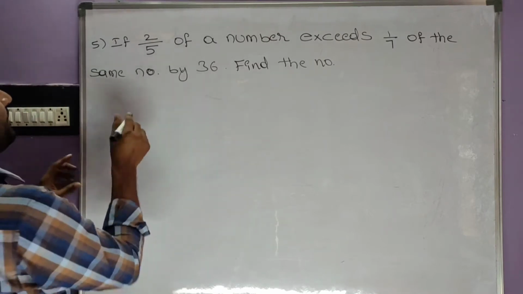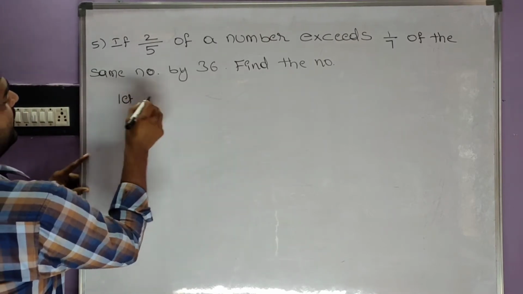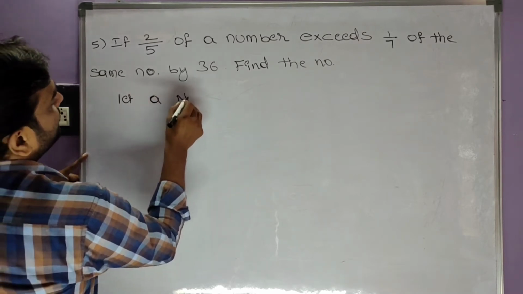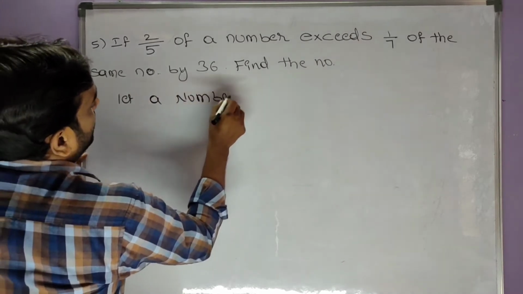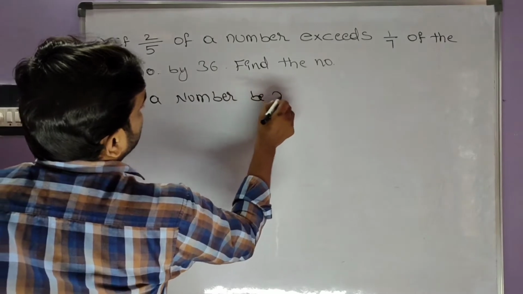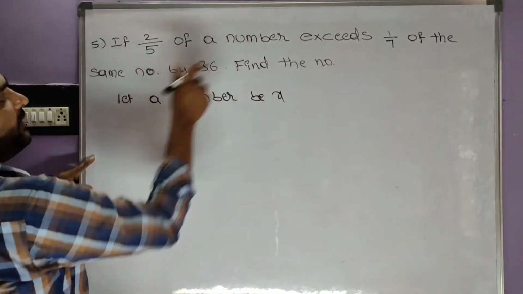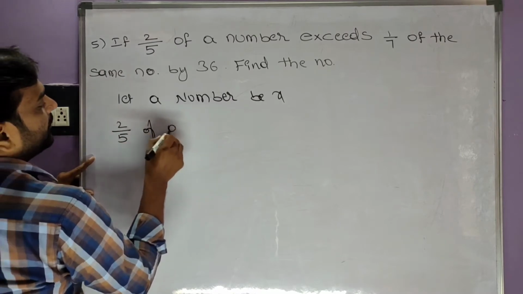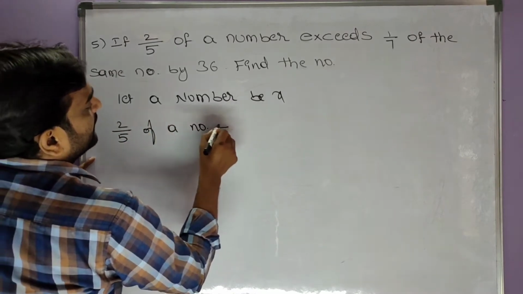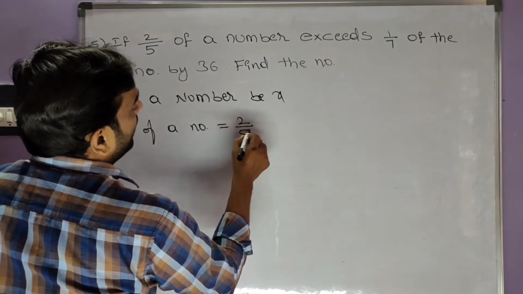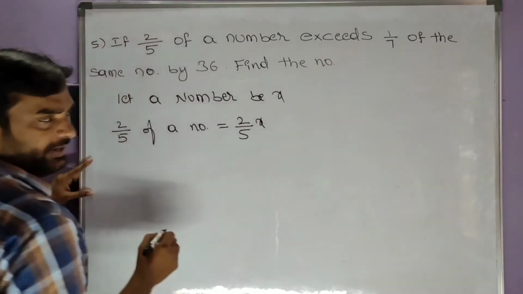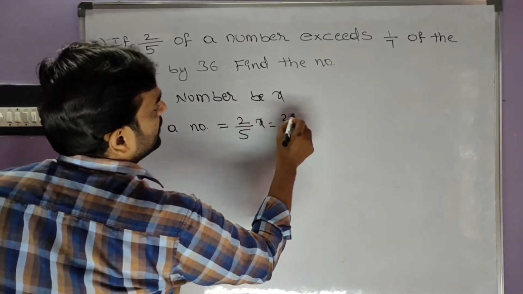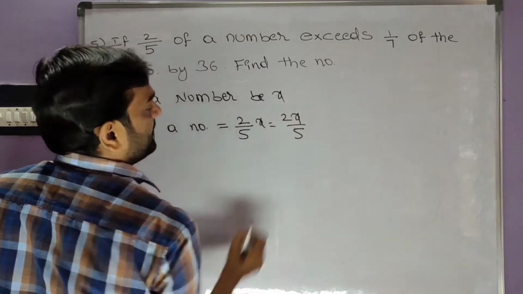Here, let the number be x. Take it as x. 2 by 5 of that number: what happened? 2 by 5 of the number x, so 2 by 5 x. It can be written as 2x by 5.